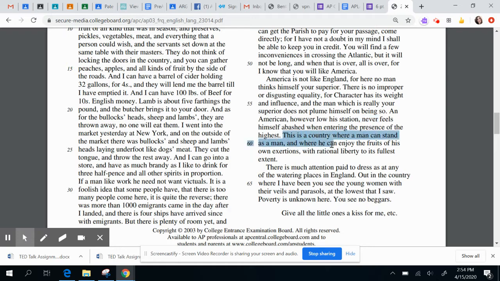This is a country where a man can stand as a man and where he can enjoy the fruits of his own exertions with rational liberty to its fullest extent. There is much attention paid to dress, as at any of the watering places in England. Out in the country where I have been, you see the young women with their veils and parasols at the lowest that I saw. Poverty is unknown here. You see no beggars, which is probably incorrect, but in contrast to England, much more likely. So this is my last major move, this contrast here.